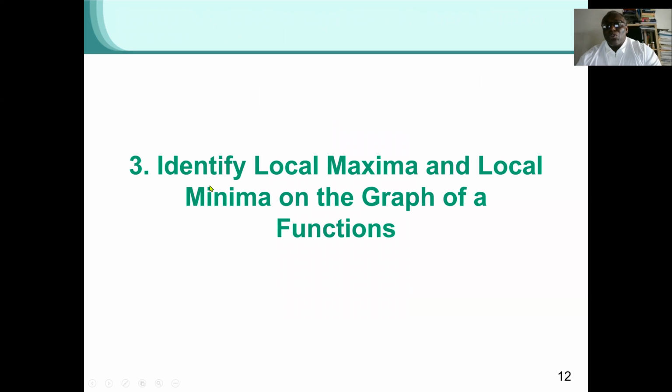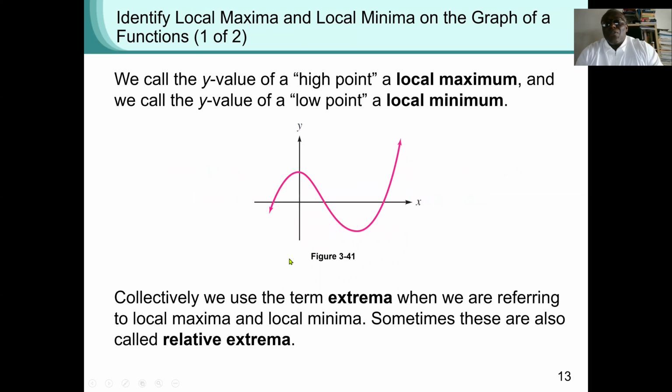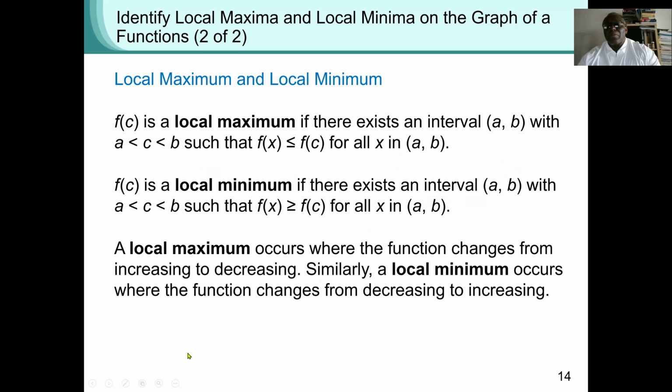So now next we are going to learn how to identify the local maxima and also local minima on the graph of a function. If we have a function, we call the y value of a high point the local maximum, and we call the y value of the low point the local minimum. Collectively, we use the term extrema when referring to local maxima and local minima. Sometimes they are also called relative extrema.